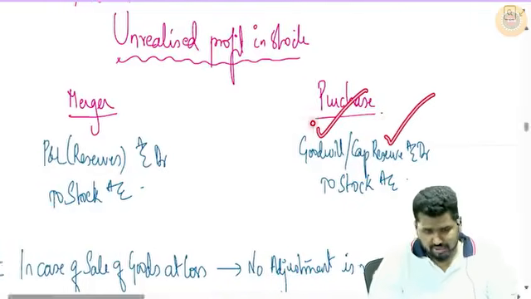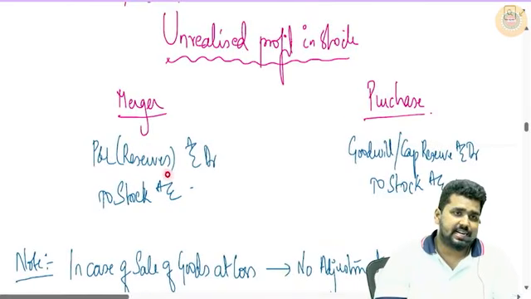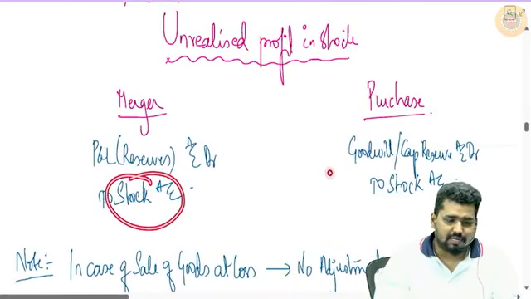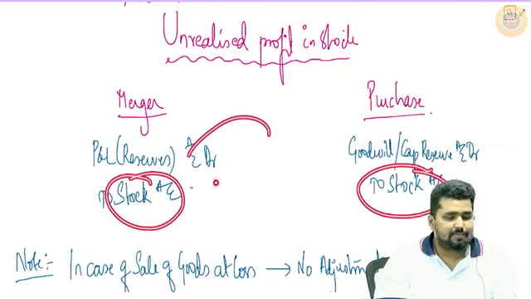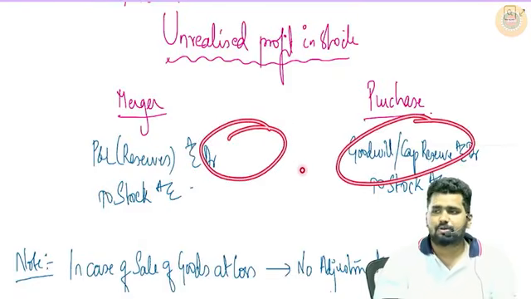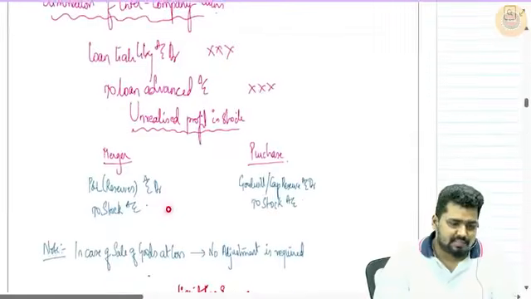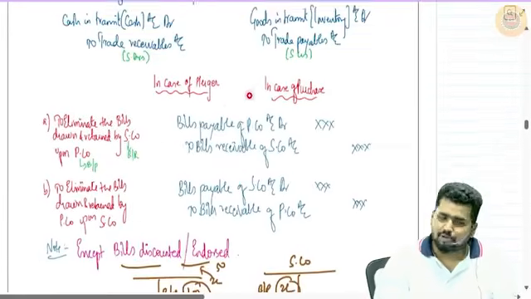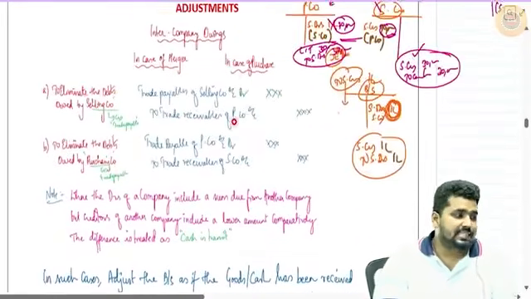Clear or not clear? So simple. So for inventories, unrealized profit, decrease the stock value. Corresponding debit depends upon the merger or purchase. If it is merger, reserves. If it is purchase, goodwill or capital reserve. Sir, this you did not tell in the first three? No, first three we did not say, because assets and liabilities are changing.